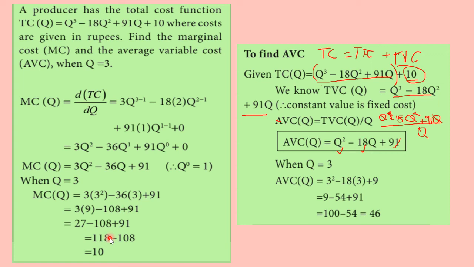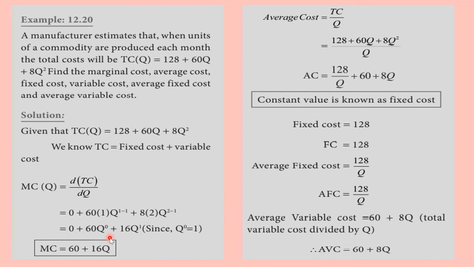This is again an example problem. Example number 12.19. Then we have another problem, example 12.20. Here a manufacturer estimates that when q units of commodity are produced each month, the total cost TC will be this much. You have to find out the marginal cost, the average cost, the fixed cost, the variable cost, the average fixed cost, and the average variable cost. So you have 1, 2, 3, 4, 5, 6 things you have to find out.